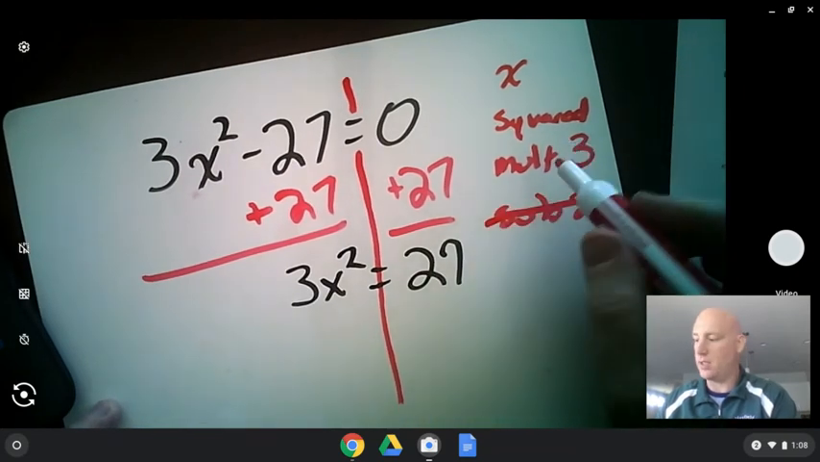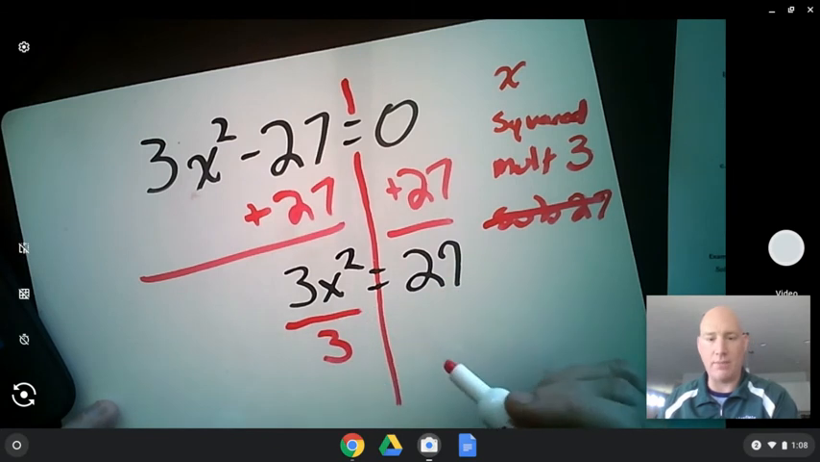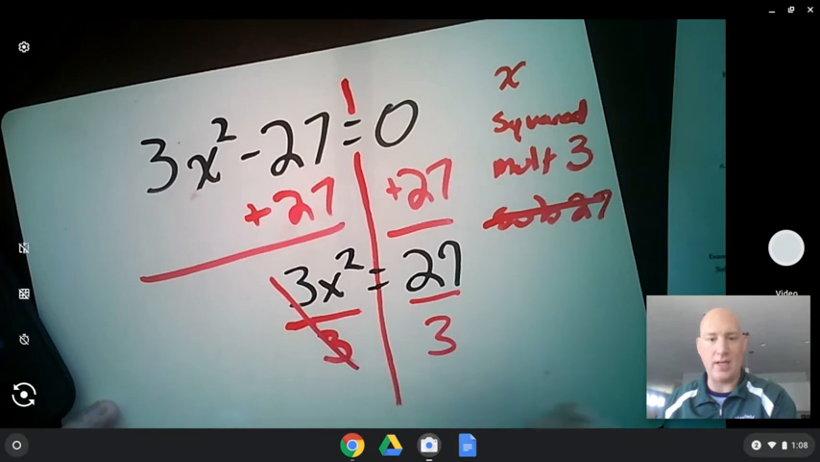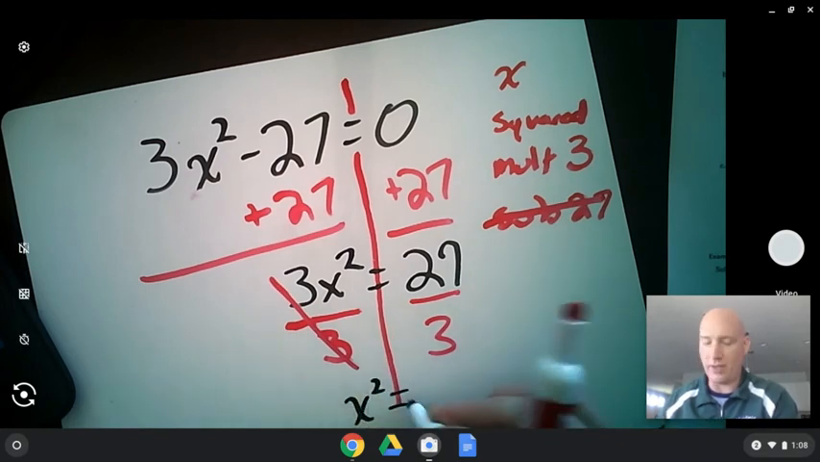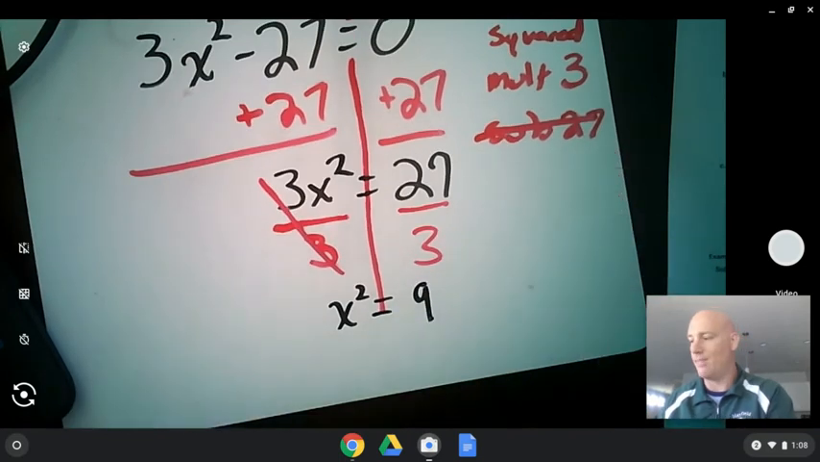The next thing, it was multiplied by 3. To undo times 3, you divide by 3. If I do it to one side, I have to do it to the other. Those 3's again cancel out. I'm left with x squared on the left-hand side equals 9 on the right-hand side.